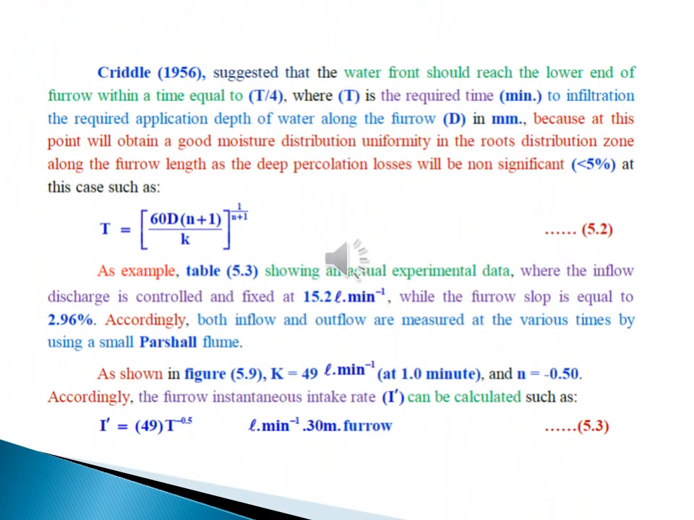Scientists suggested that the waterfront should reach the lower end of the furrow within a time equal to T divided by 4, where T is the required time in minutes. Because at this point we obtain good moisture distribution uniformity in the root zone along the furrow length, as the deep percolation losses will be non-significant, less than 5% in this case, as shown in the enclosed equation.